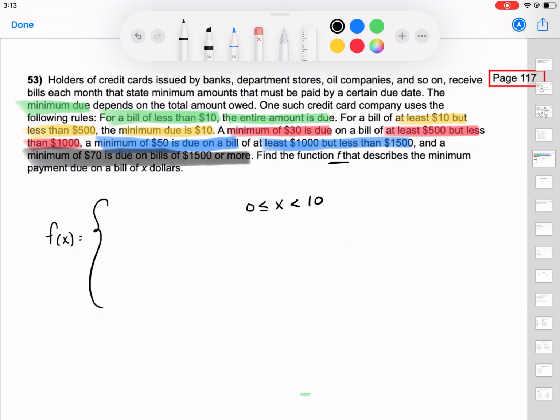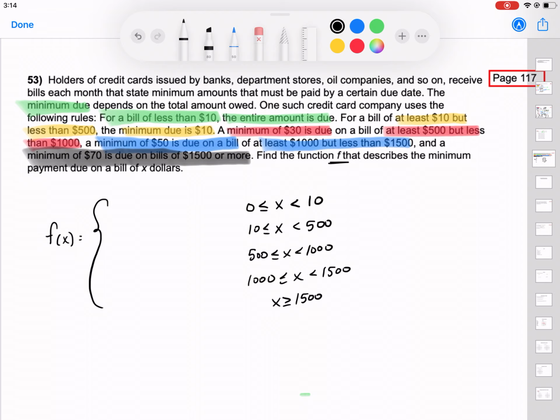And then our next interval is from 10, but this time we're including 10, so 10 is less than or equal to x, which is less than 500. And then our next one would be from 500 to 1,000. This time we'll include 500, but not 1,000. Next one would be 1,000 to 1,500. And then our last one is anything greater than or equal to 1,500.